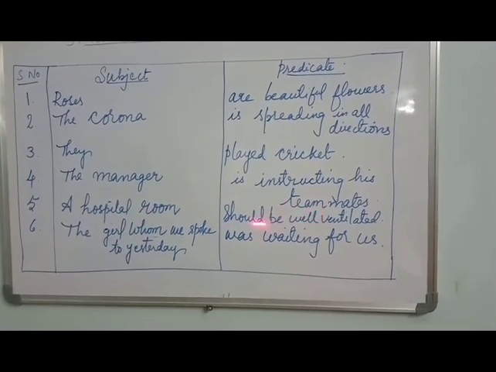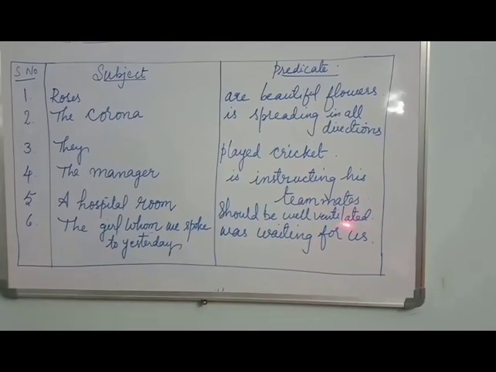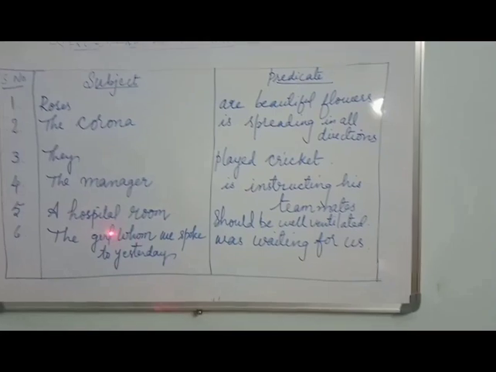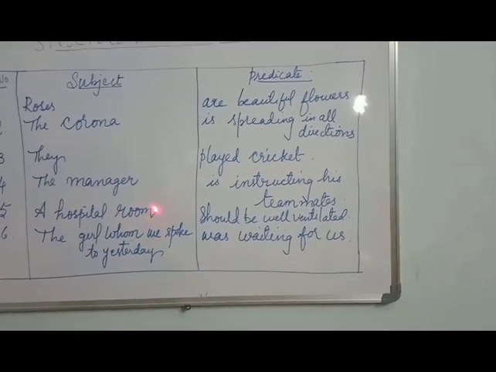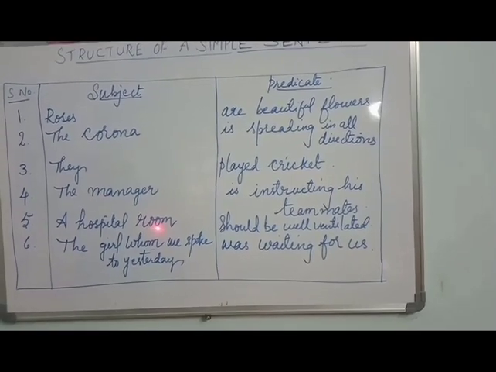What is your verb in this sentence? Should be well ventilated. Now what should be well ventilated? A hospital room should be well ventilated. The room, we are talking about the room. So what is your head subject here? The head subject here is room.